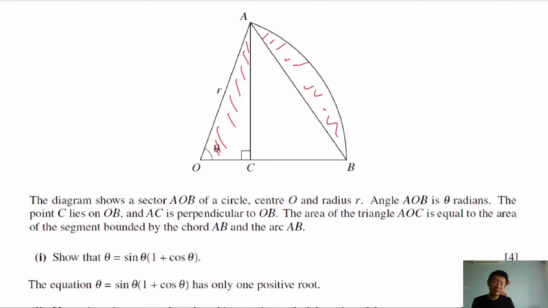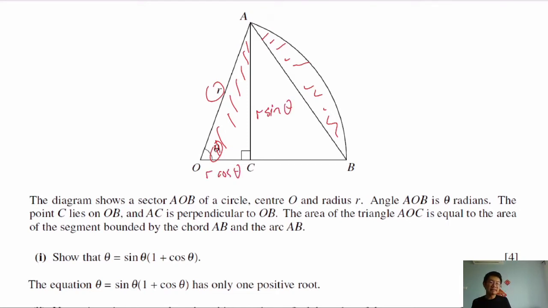And it is not really difficult for us to find out what would be the area for these two. If you look at the triangle, we already have the hypotenuse, the length is r, and also we have the angle theta. So the lengths for AC and OC are just r sine theta and r cos theta.